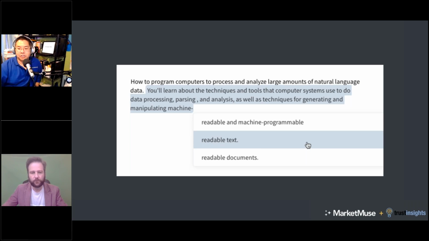So in this case, I started the prompt with how to program computers to the definition of natural language processing, and then I hit tab, and it started to write for me. It says, you'll learn about techniques and tools that computer systems use to do data processing, parsing, and analysis, as well as techniques for generating and manipulating machine-readable text. I didn't write any of those blue parts, none of them. I just hit the tab button, and it auto-completed sentences for me based on its large model.